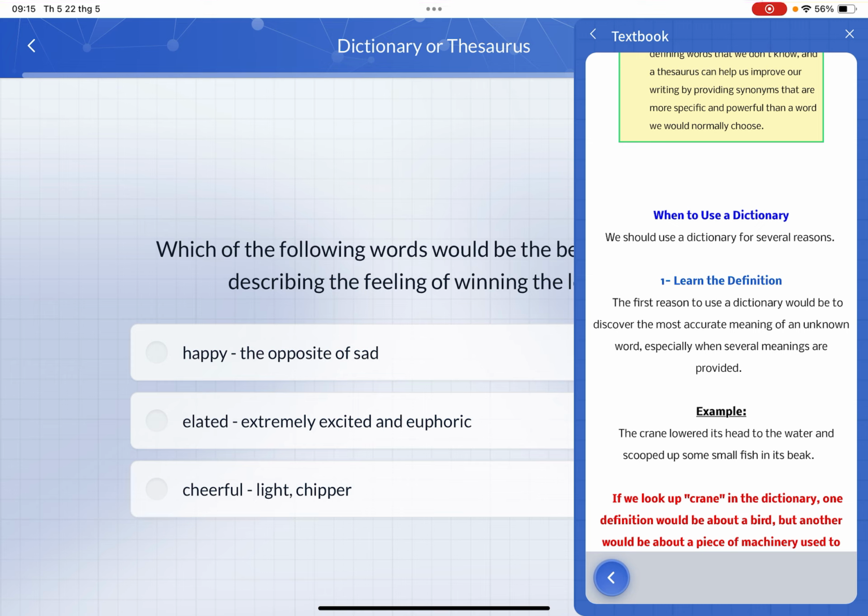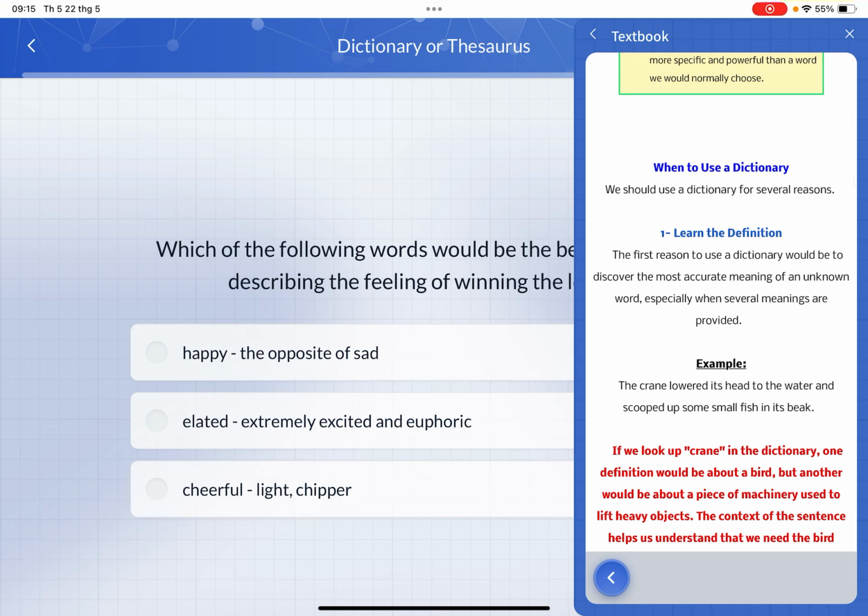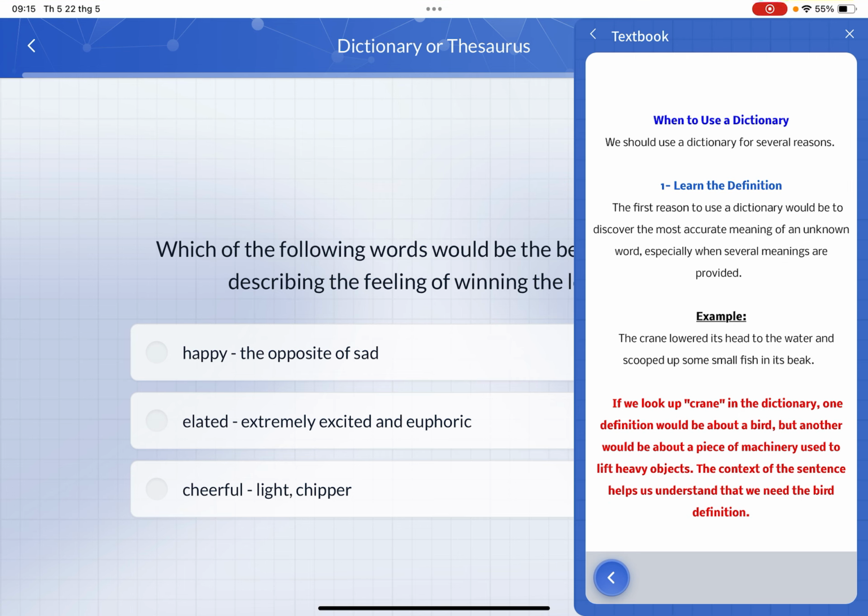Okay, so when do we use a dictionary? Well, we should use a dictionary for several reasons. First of all, to learn the definition of a word. The first reason to use a dictionary would be to discover the most accurate meaning of an unknown word, especially when several meanings are provided. So this is definitely the way that we would use it the most.